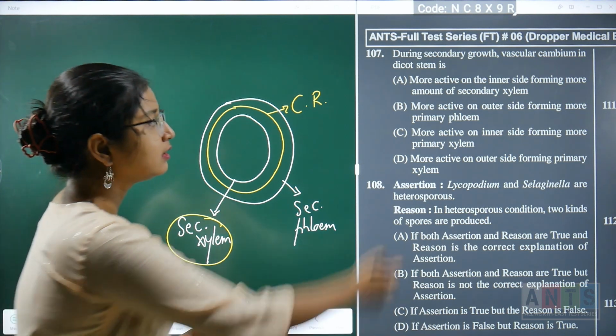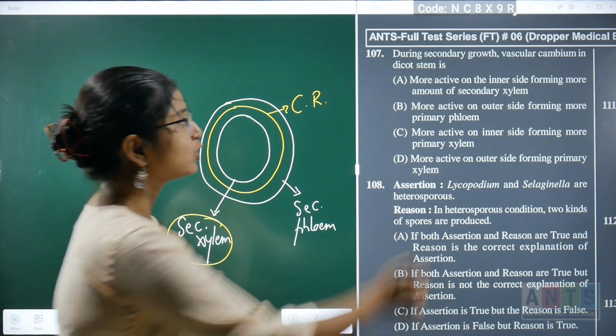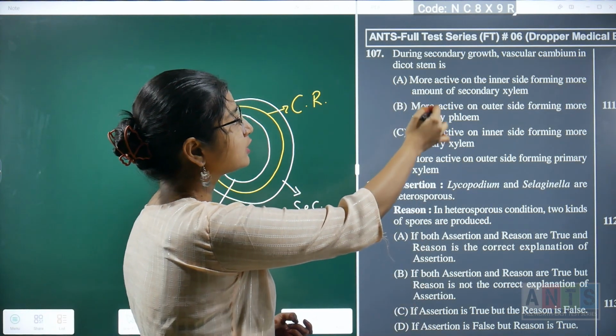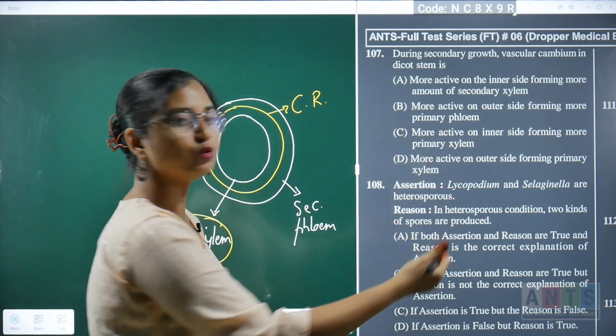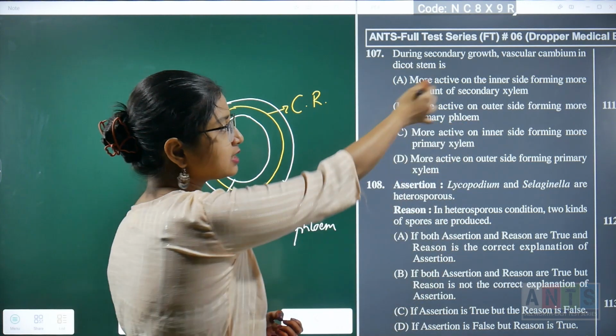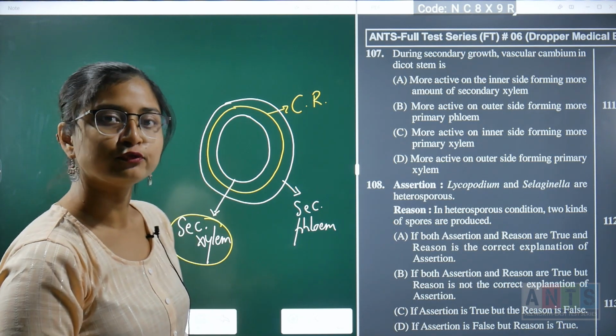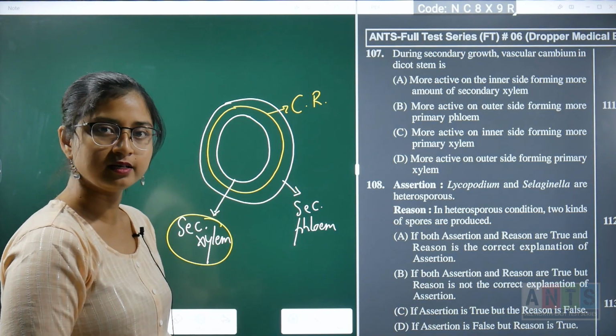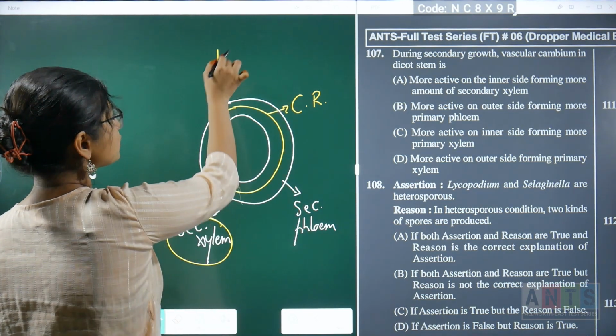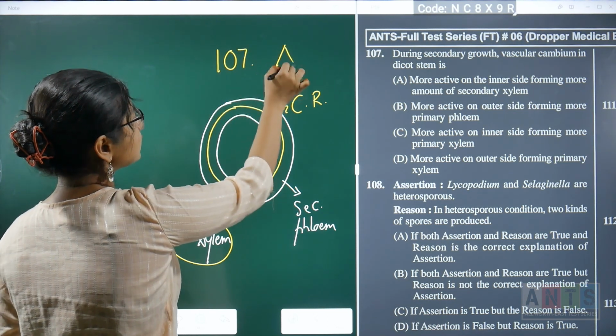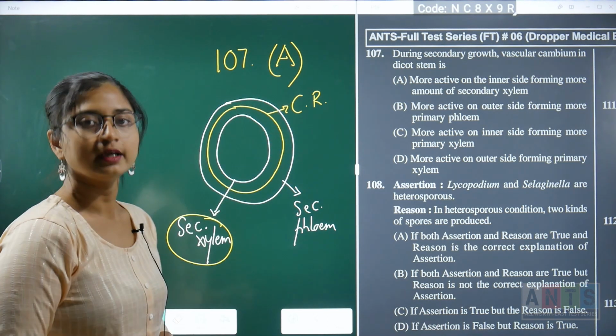So going by that, now when we look at our options, option A, more active on the inner side, forming more amount of secondary xylem. At first glance, what is happening? That statement is fulfilling whatever points we just made here. So going by that, question number 107, the correct answer should be option A.